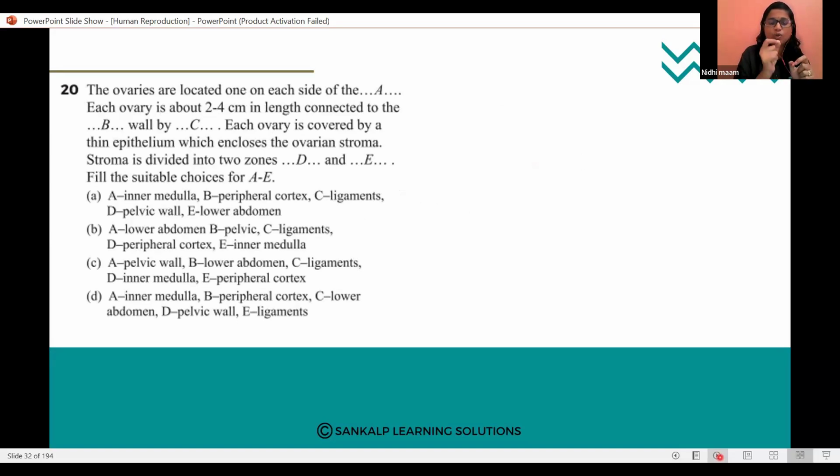Each ovary is about 2 to 4 centimeter in length, connected to B. What is that B? Then B wall by C. Each ovary is covered by thin epithelium, which encloses the ovarian stroma. Stroma is divided into 2 zones, D and E.